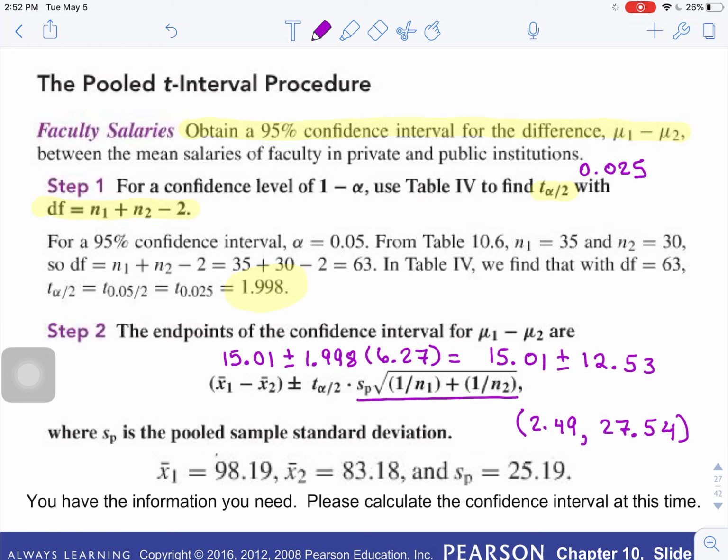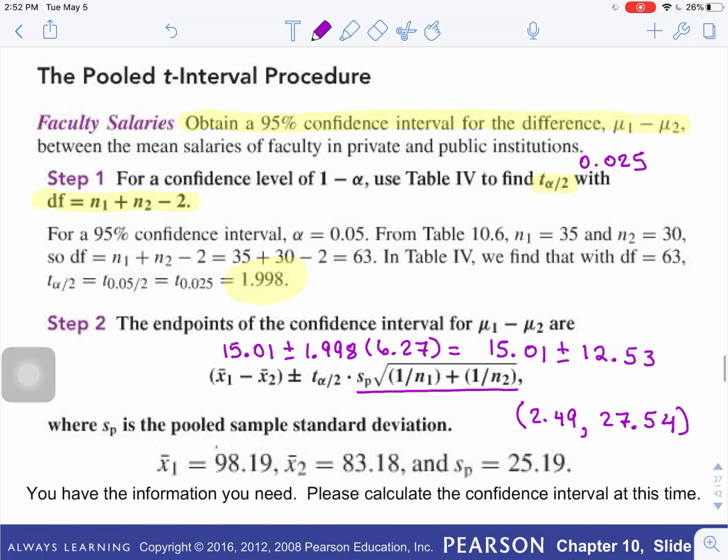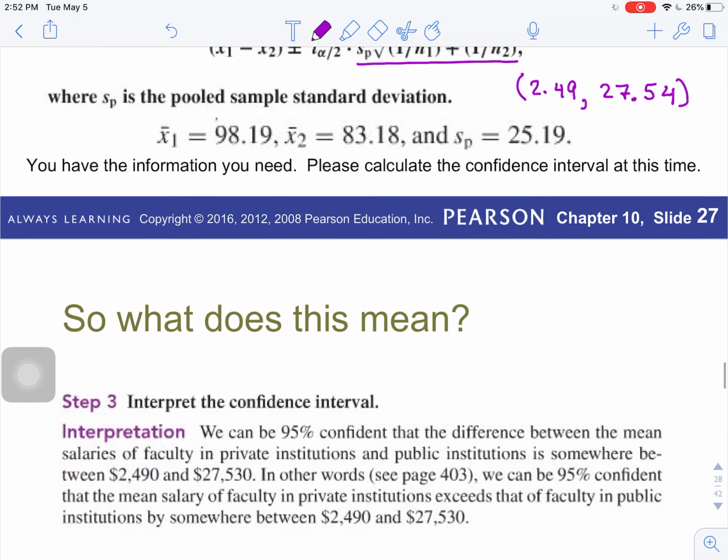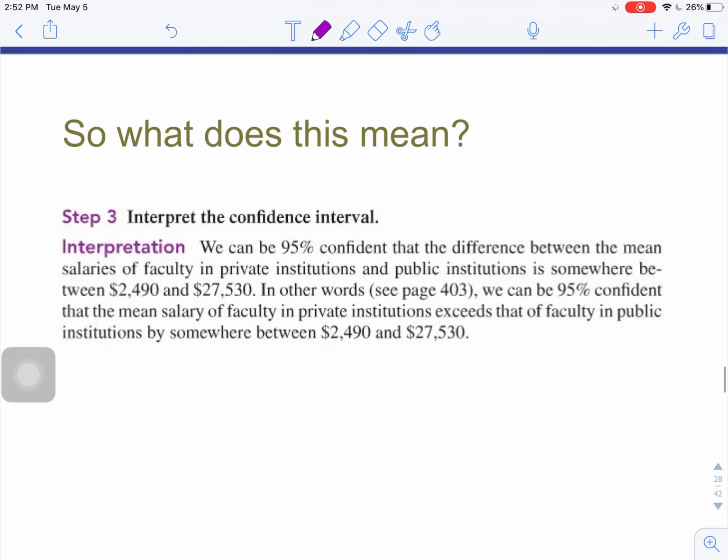So what does that actually mean? Well, that interpretation is going to be on our next slide. And that is actually going to be, we can be 95% confident that the difference between the mean salaries of the private and public institution is somewhere between, because remember we had it in thousands, so we put it as a decimal to kind of cut down on those numbers.